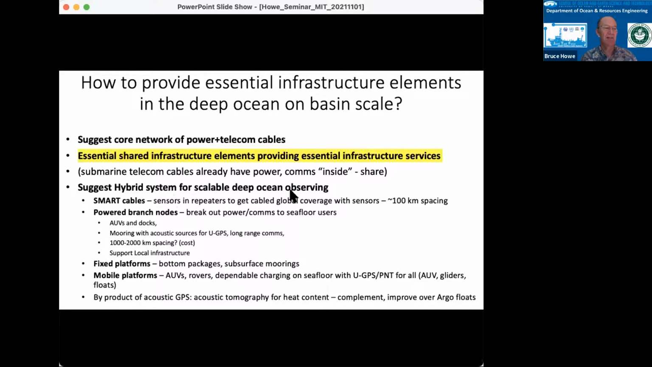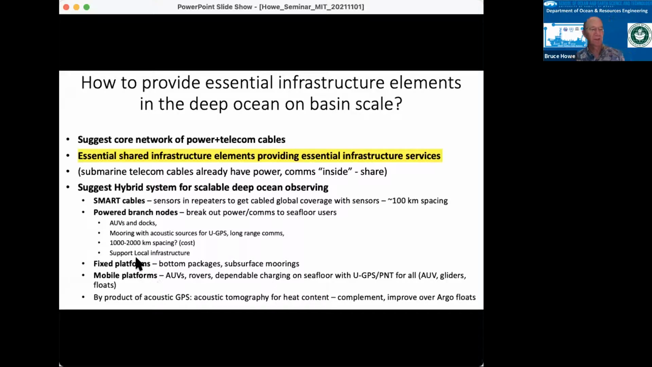And so I'm suggesting hybrid systems, smart cables for sensors to get global coverage, and then powered branch units or branch nodes to break out power and communication to seafloor users to support, for instance, AUVs, moorings with acoustic sources for long-range GPS. And obviously these are going to cost more, so there'll be fewer of them. But even if they're on a 2,000 kilometer scale, that's a lot better than now.